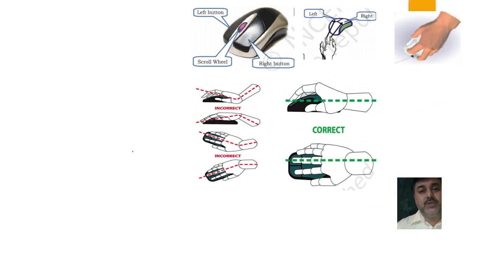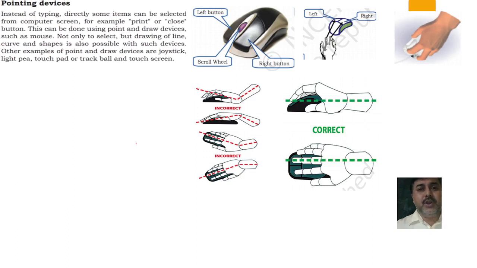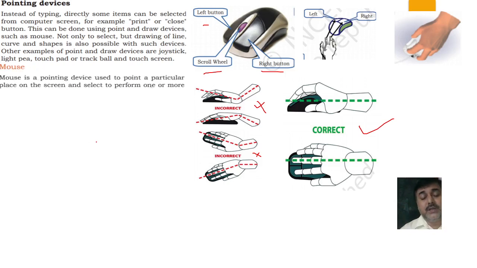Now, how to hold the mouse. There you can see the left button, the scroll wheel, and the right button, isn't it? These two are the incorrect ways. In this way we will not do it, this is also an incorrect manner, we cannot press it like that. This is the correct way that we will hold our mouse.